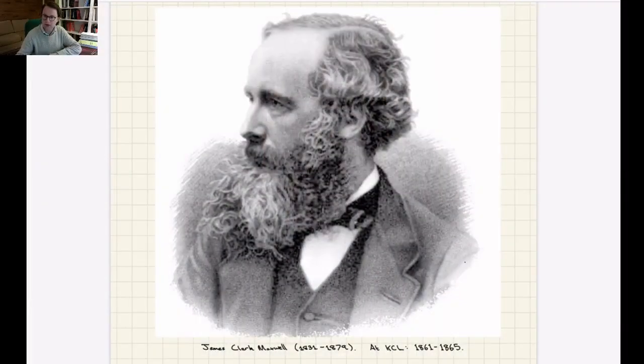So here you see James Clerk Maxwell, after whom Maxwell's equations are named. He lived from 1831 to 1879, and he was at King's College London when he did his most famous work from 1861 to 1865. You may have seen the plaque in the Strand building commemorating his work. You might have seen the equations on the walls of the canteen. So the theory of electromagnetism was discovered by James Clerk Maxwell while he was at King's College London, and Maxwell's equations themselves were published in the current form we understand them in 1865.